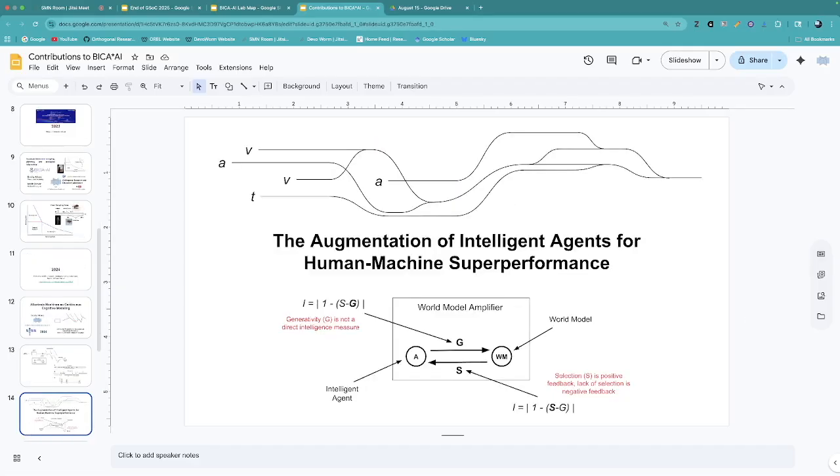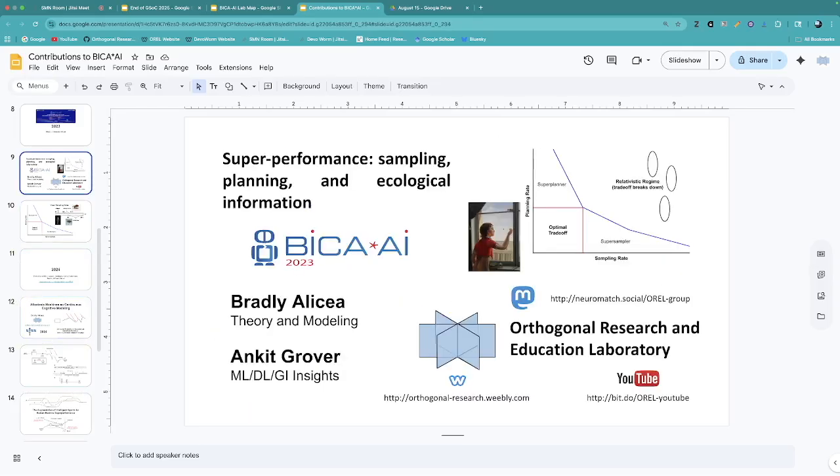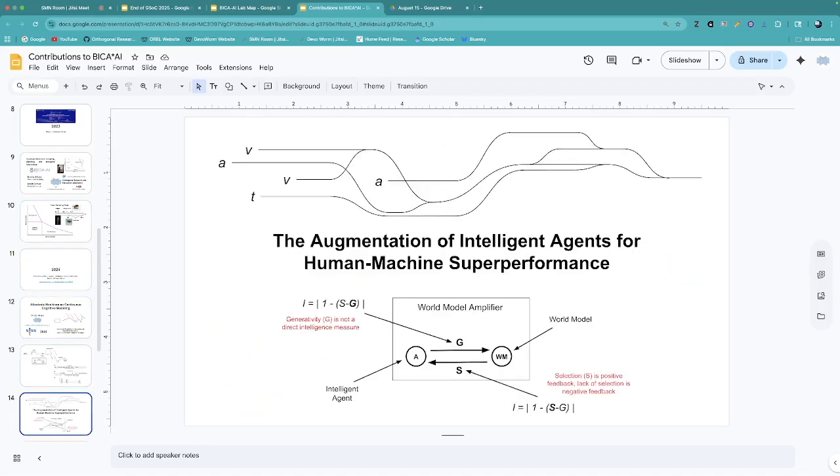And then finally, this year, we presented this paper, The Augmentation of Intelligent Agents for Human-Machine Super Performance. So this is kind of building on the talk from 2023, where we talked about super performance. And if you go back to that, we have super planning and super sampling, or we have this relativistic regime where we have a high sampling rate and a high planning rate. And so that's what we mean by super performance, to have both of those at the same time.